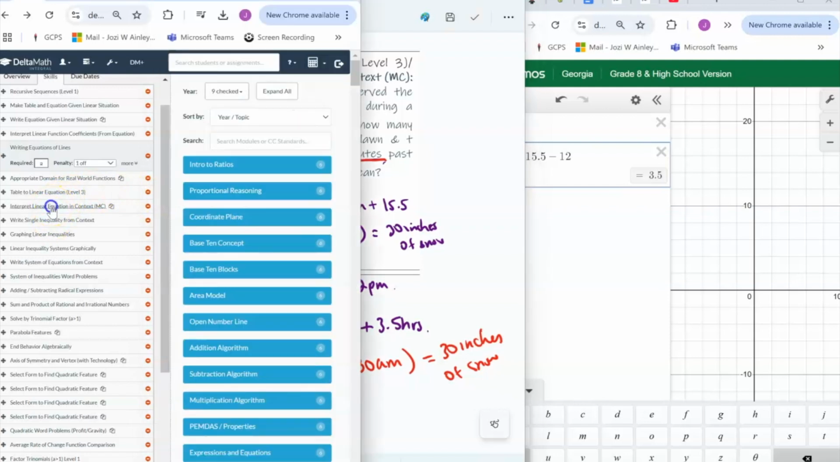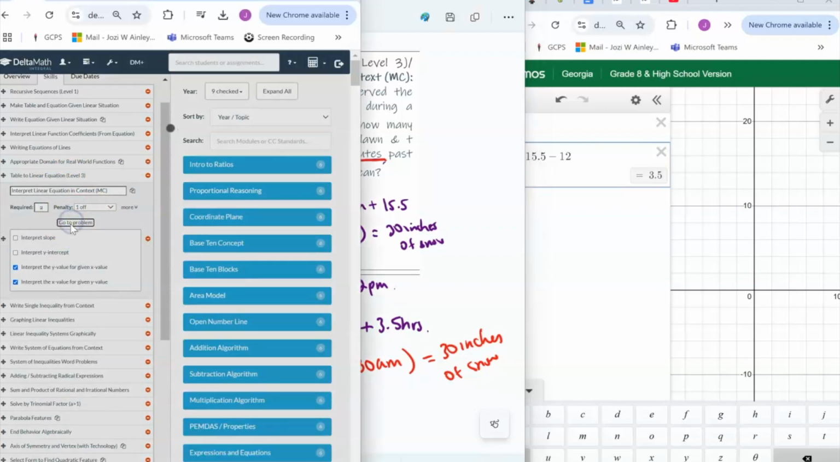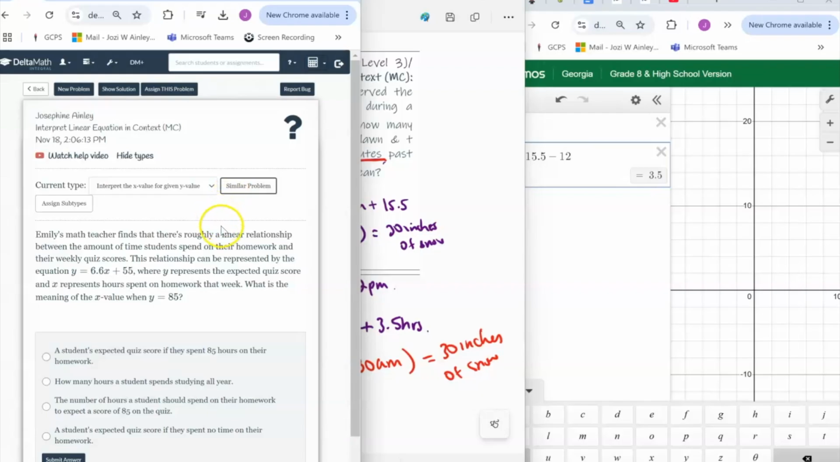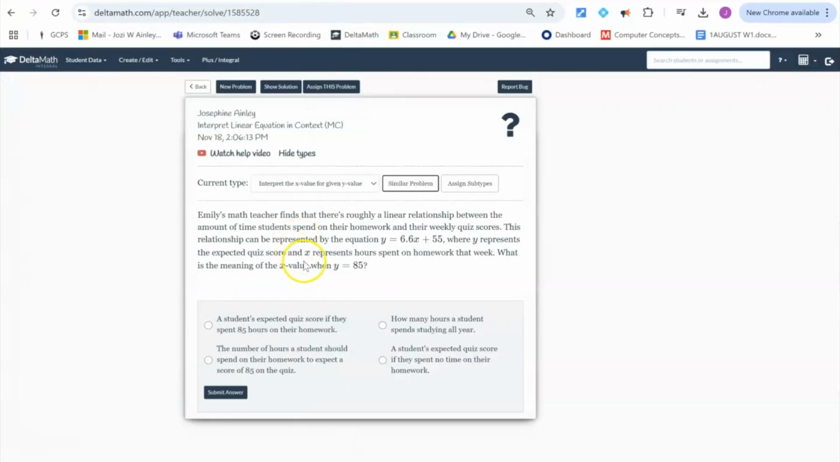Let's go look at your Delta Math. All right, so it's a multiple choice question, so let's go ahead and handle that. Emily's math teacher finds there's roughly a linear relationship between the amount of time students spend on their homework and their weekly quiz scores. This relationship can be represented by this equation, where y represents the expected quiz score, and x represents the hours spent. So x is how much time you study, and you'll get this score.